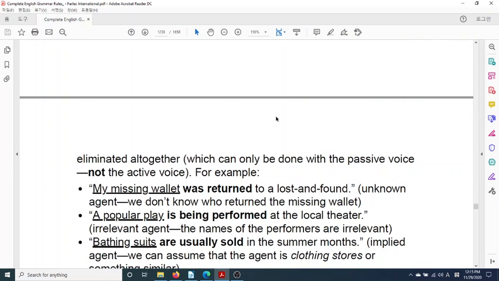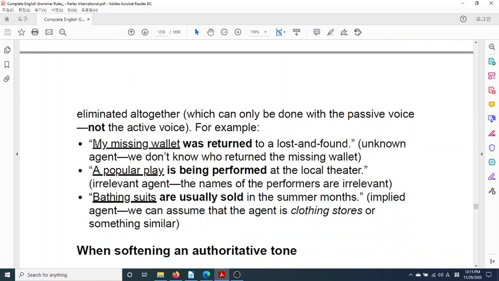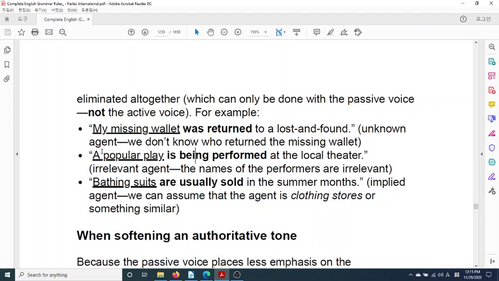It doesn't matter who returned it because what's important is you found it. You got it back. A popular play is being performed at the local theater.